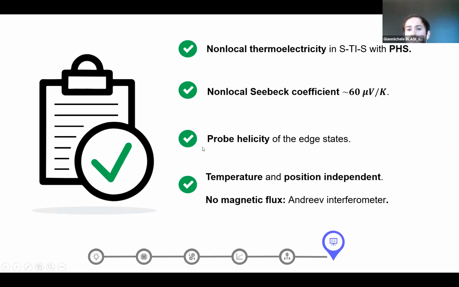This effect can be exploited as a probe for the important property of the helicity of the edge states of a topological insulator, and also from an experimental point of view, this effect does not depend on the temperature of the probe and its position along the edge, and also a similar effect can be obtained without the application of an external magnetic field. So with this, I have finished.